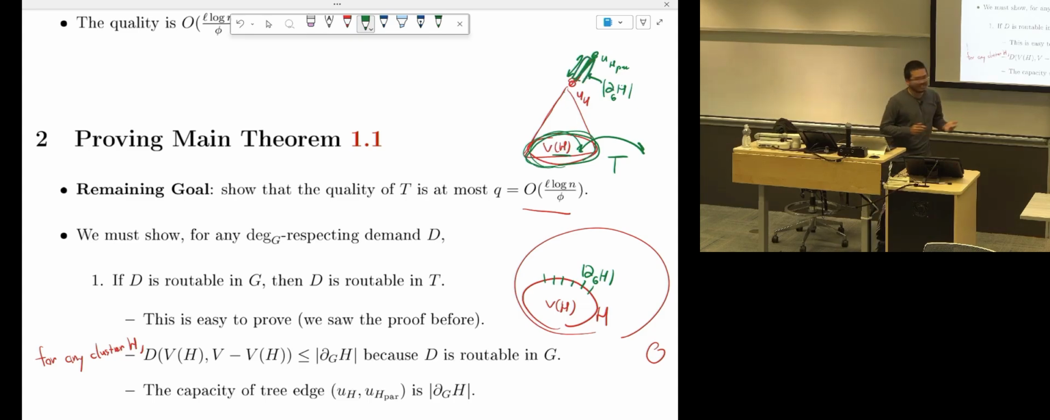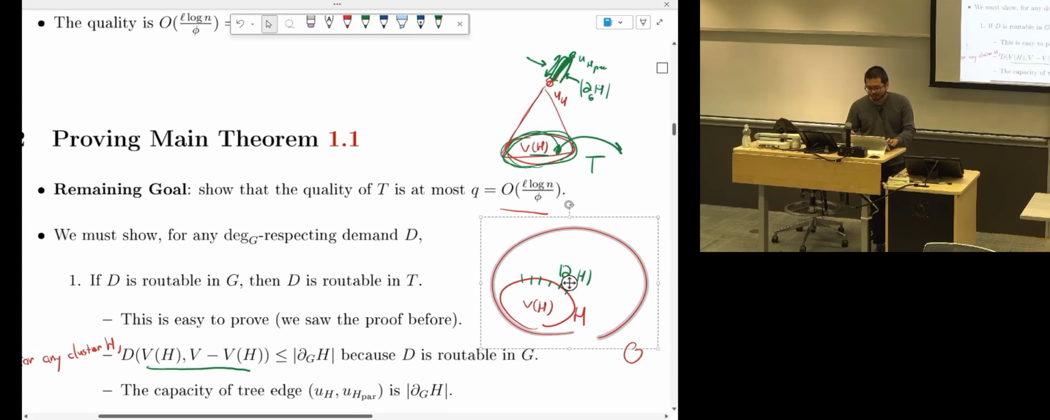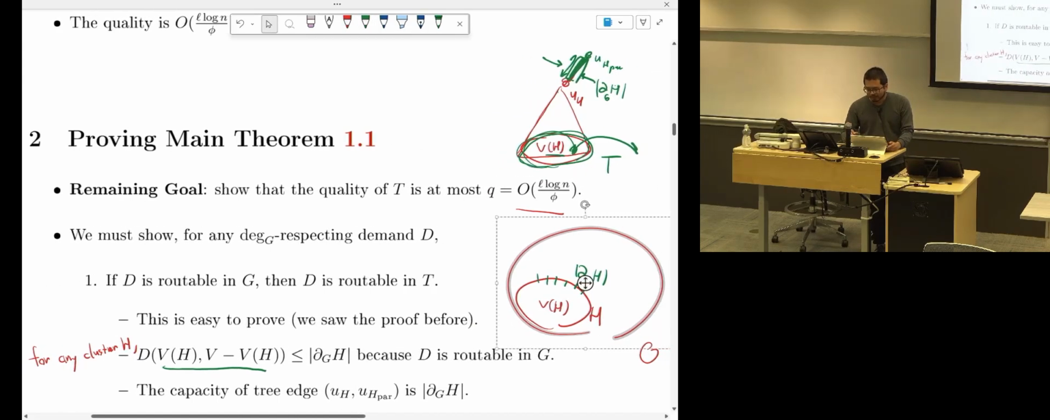When we try to route flow, the flow will go through this tree edge only for the demand between inside H and outside H. But we try to route at most this much, and that's at most the capacity of this edge. So that's why, for every tree edge, the congestion here is at most 1.